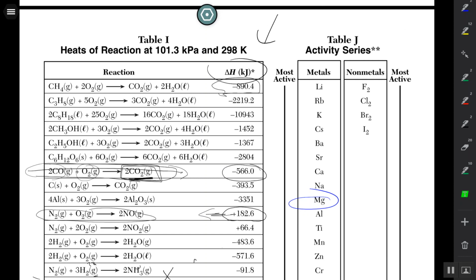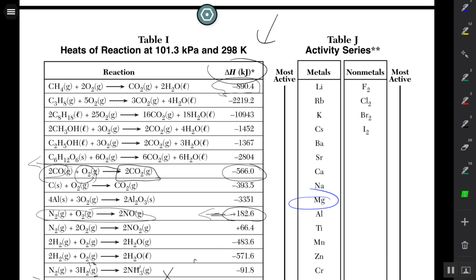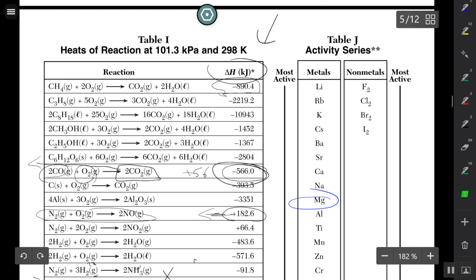But if the question was asking you how much heat is released or absorbed by the decomposition of 2 moles of carbon dioxide, then obviously decomposition will be going in that direction now. So 2 carbon dioxide will be decomposing into oxygen and carbon monoxide. And because we're talking about decomposition now, we're going to have to flip this sign. So it will not be minus 566, it will now be plus 566 kilojoules absorbed upon the decomposition of 2 moles of carbon dioxide. Okay.